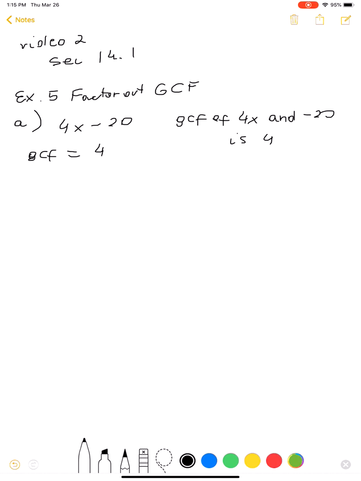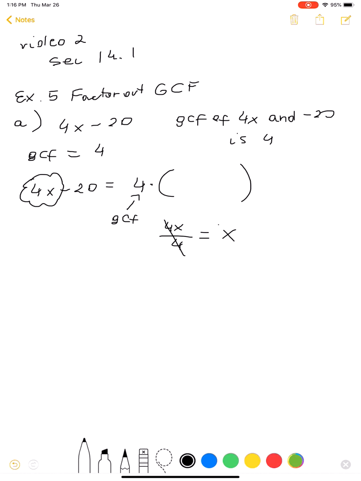So what you're going to do next, you're going to rewrite the original expression 4x minus 20, and you're going to put that GCF, which is 4, in front of the parenthesis. Okay, so we factor GCF, which is 4. Next, in the parentheses, of course, you're going to have a minus because your expression has a minus, but what goes inside of the parenthesis? You take your original first expression, which is 4x, and you divide that by your GCF, which is 4. That will give you x. So this x goes inside of the parenthesis.